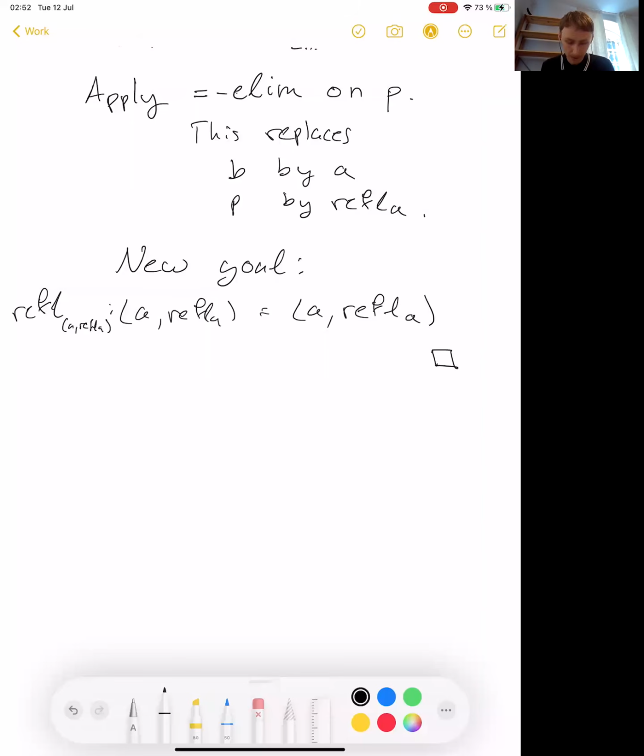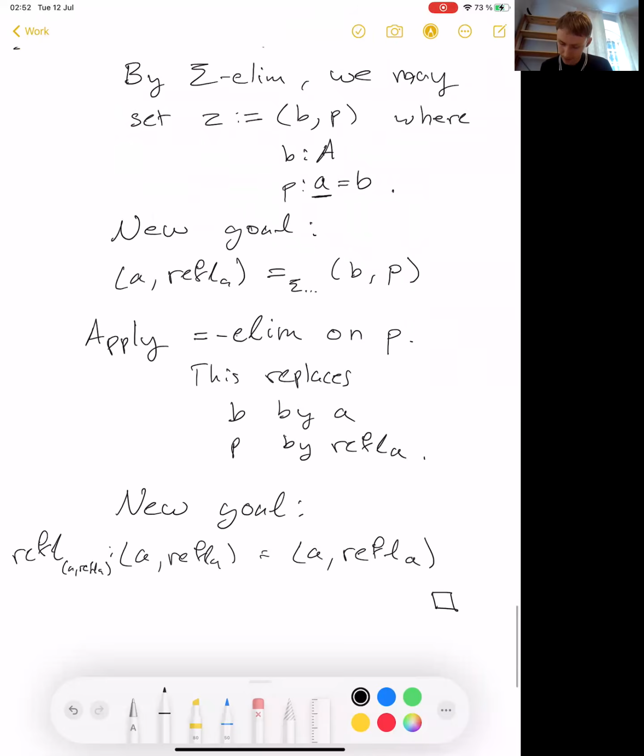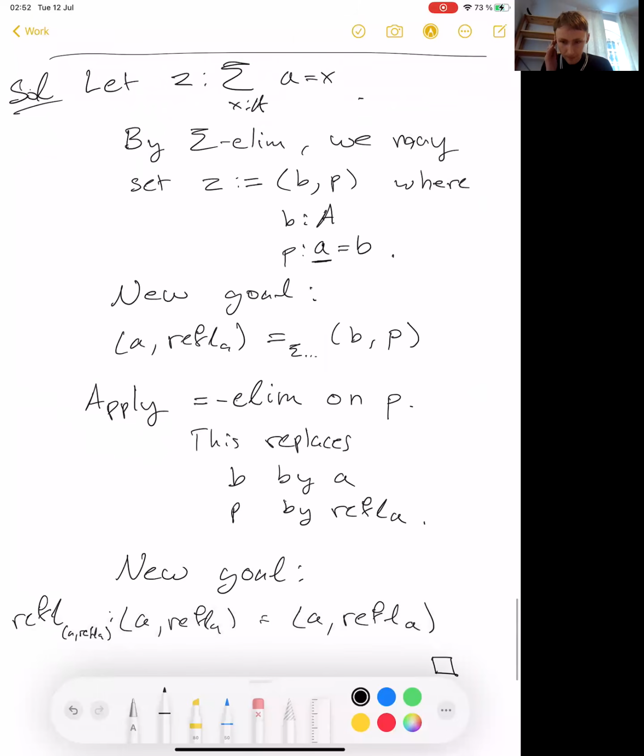I could go on and on about this type because this type is very important. You can sort of say that any good identity type should satisfy this fact that it's contractible.